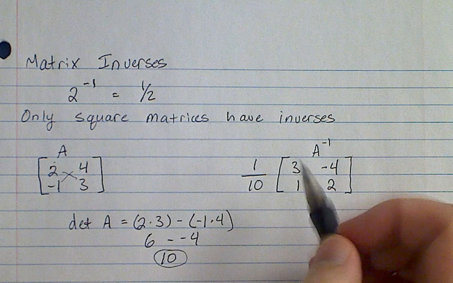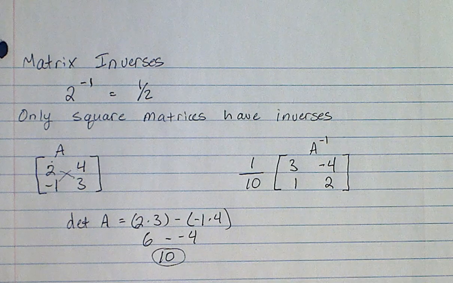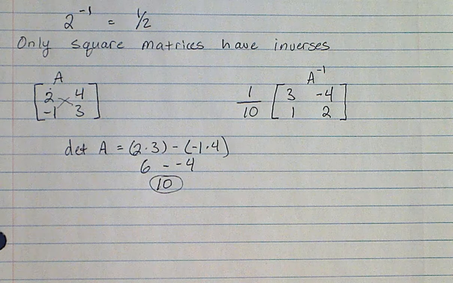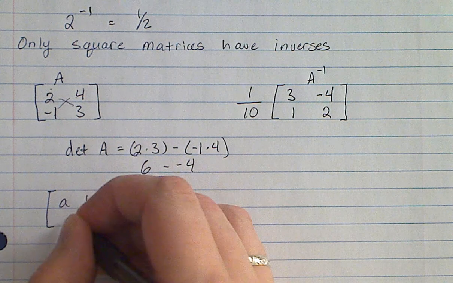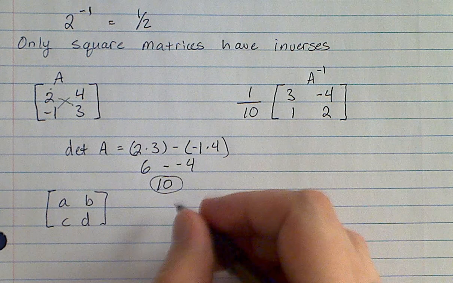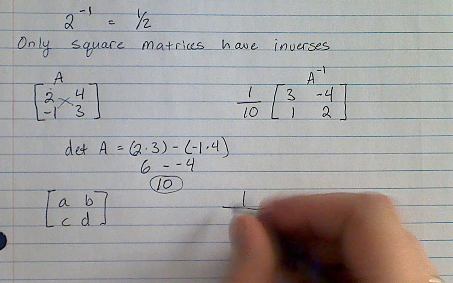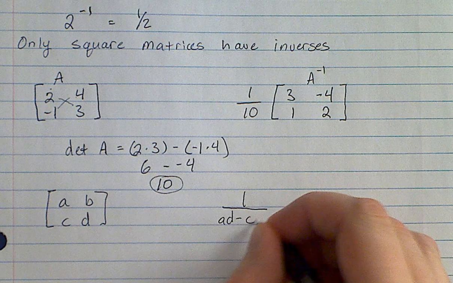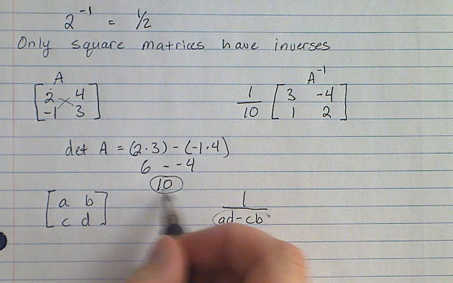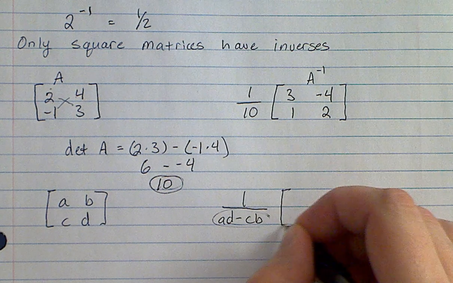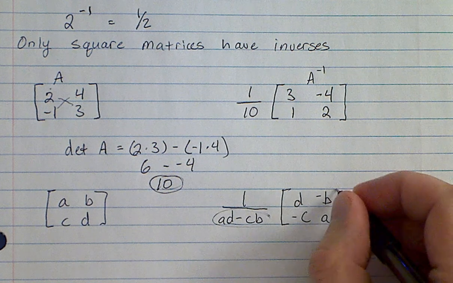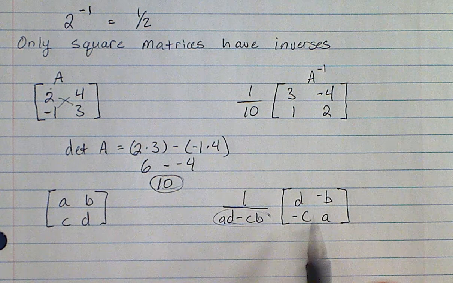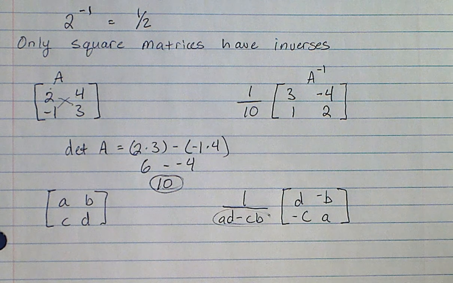I like to show you with numbers first. In general, I'll show you with letters here. If you have a matrix that's A, B, C, D, then the inverse of that matrix is 1 over AD minus CB. This is the determinant, which is what we found up here, times the transformed matrix. This is the algebraic version, in letters, of what I just did. Does that make sense?